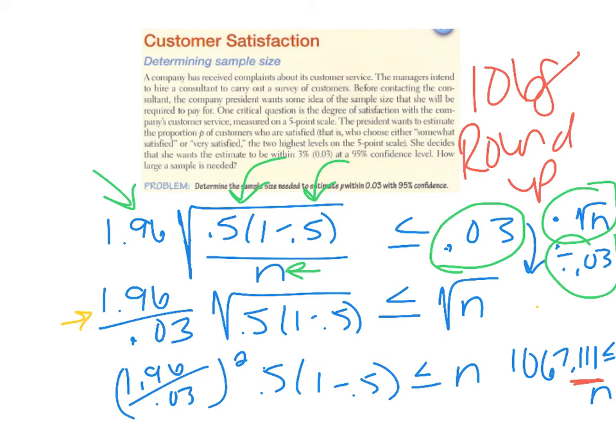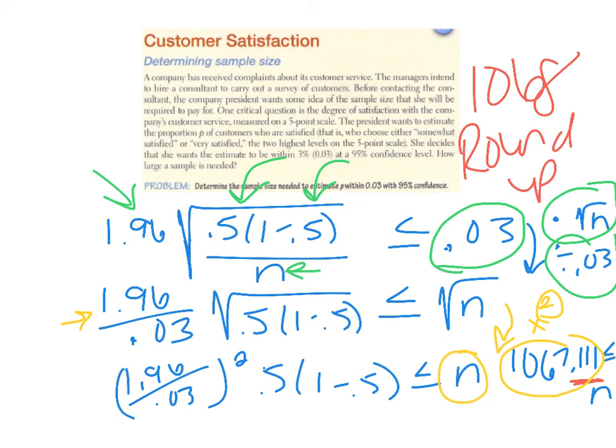So from there I'm going to go ahead and square everything. And so that gives me 1.96 over 0.03 squared times 0.5 times 1 minus 0.5 is less than or equal to n. And when I solve this, I get 1067.111 is less than or equal to n.